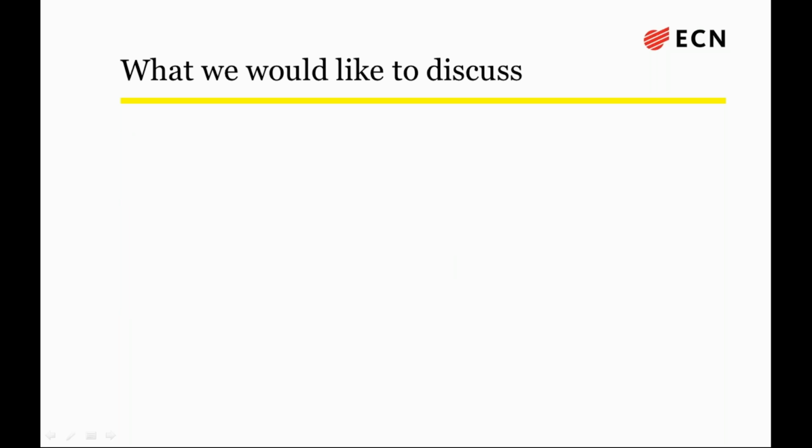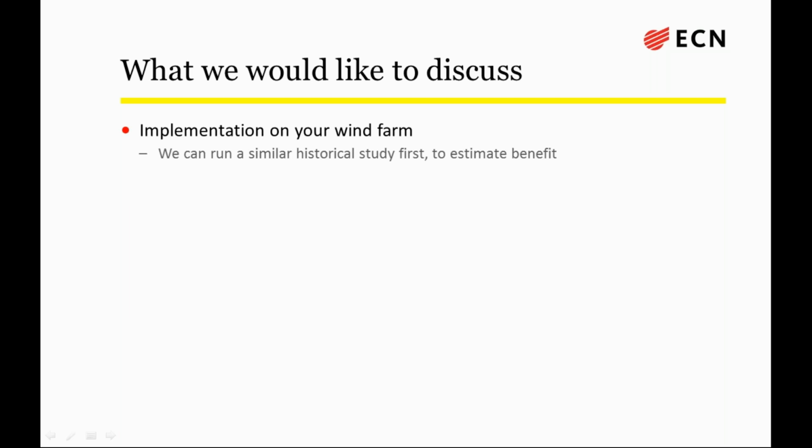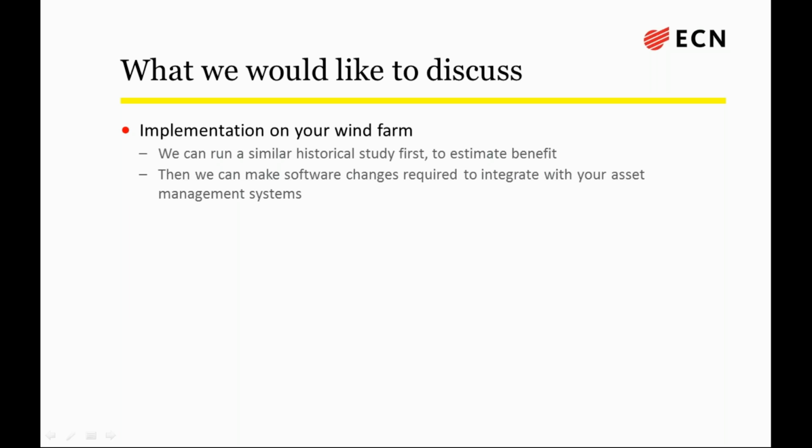So the question is, what can we do? So what do we want to discuss? Well, we want this tool to be used on a wind farm. This tool is not saving anybody any money being used on my computer in historical case studies. So we want to implement it on your wind farm, or we want to work with you for you to implement it on your wind farm. We understand that there is a need to build a business case for this. So we're happy to start with a very similar case study, but using your historical data. And then, assuming this is successful, we would look to link the tool with your systems so that it can be used every day.